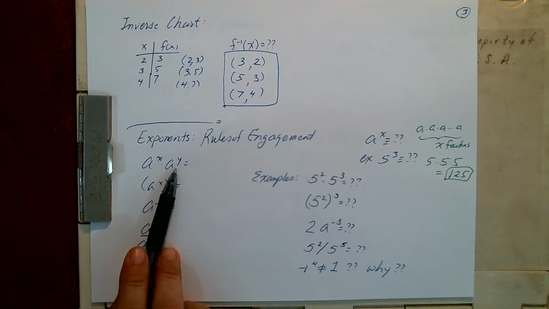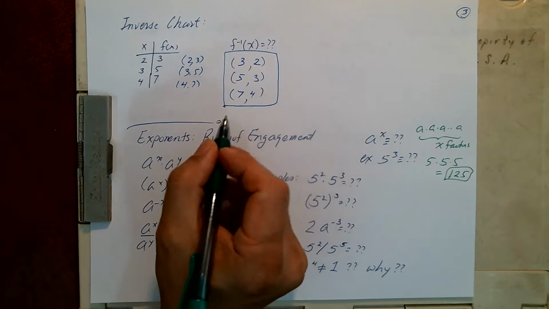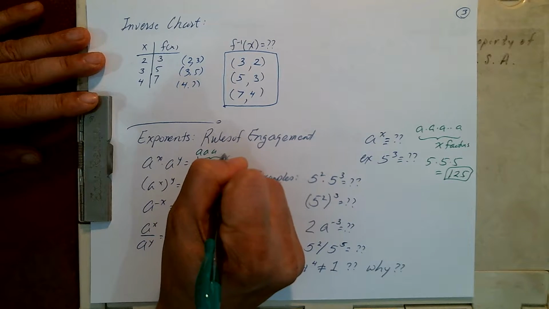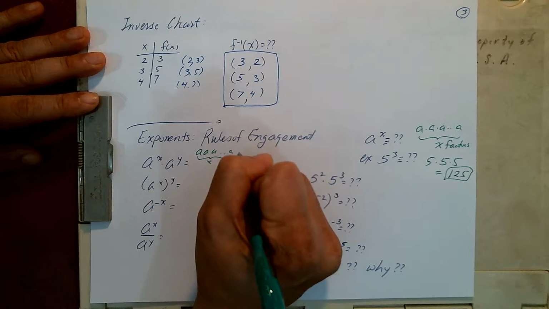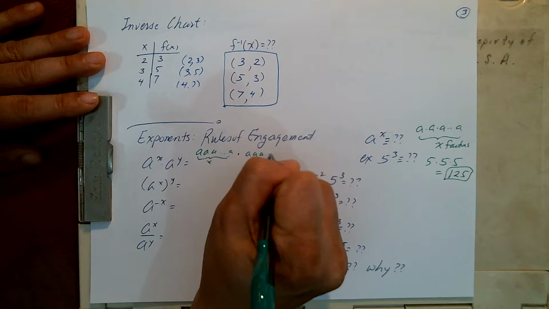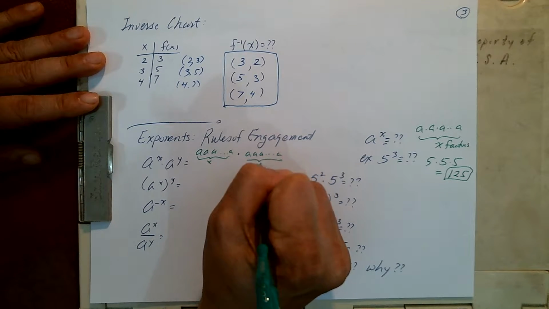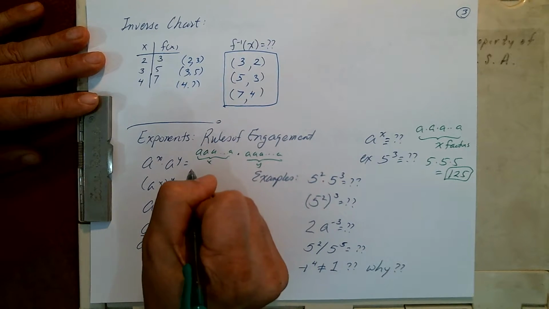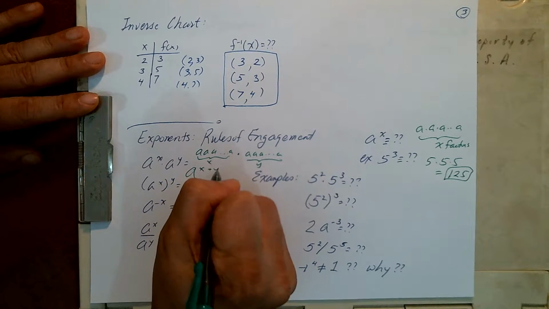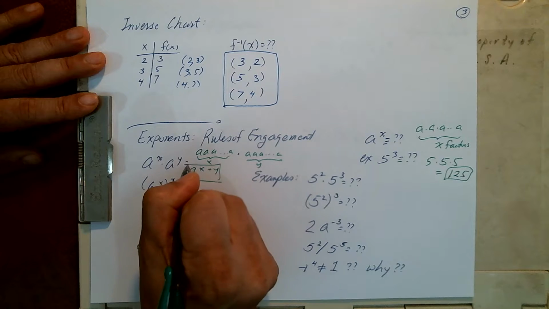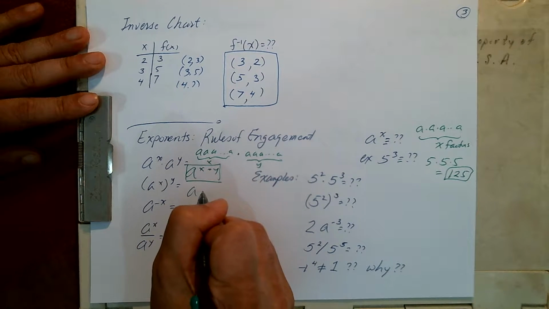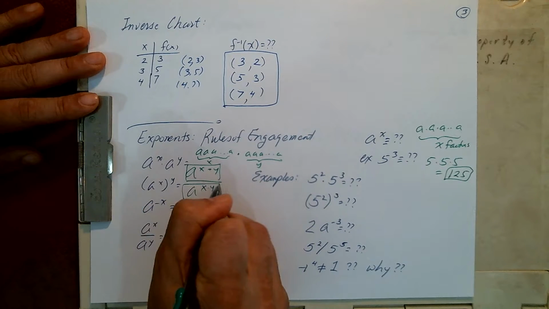So let's look at the rules. When you have a to the x times a to the y, there are x factors of a, and then times a all the way up to y factors, and you have a total of x plus y factors. It would be a to the x plus y. A to the x raised to the y would be a to the x times y.